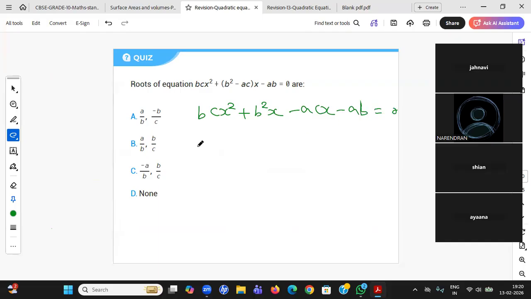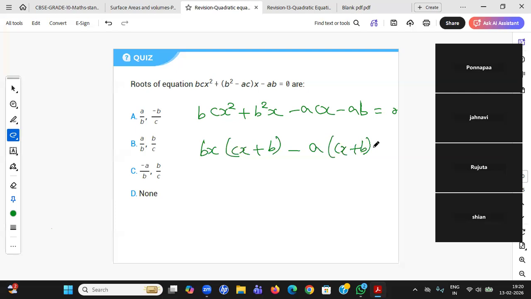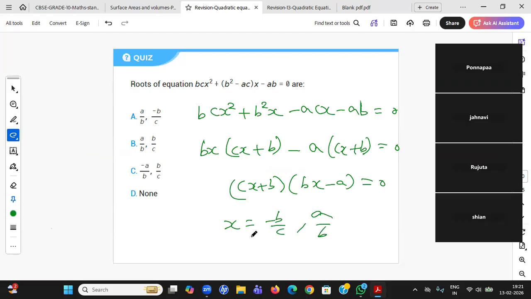Yes. Okay. So there are some questions which we can't do, but here you can see she just separated x and she's able to see, sir, in this you take bx common, you will get cx plus b. Here you take something like a common, cx plus b equal to 0. Again in this both cx plus b you take common, bx minus a equal to 0. So x will be minus b by c and a by b. A is the right answer.